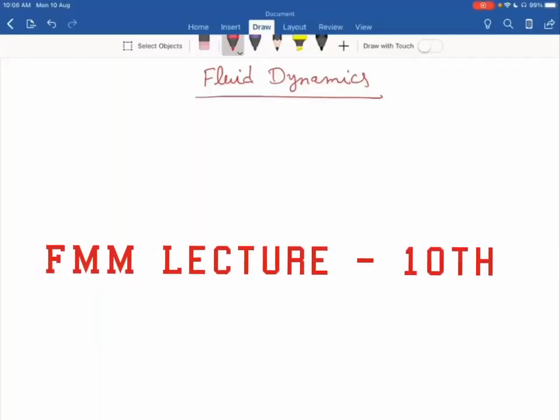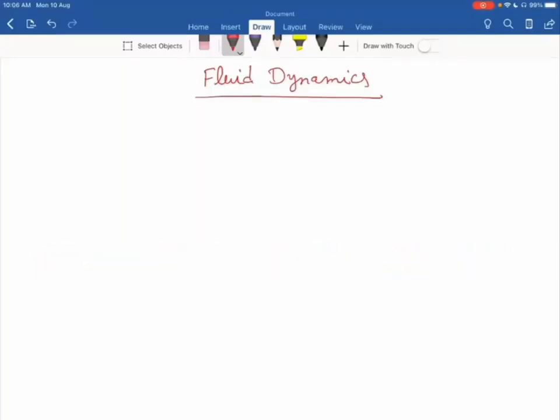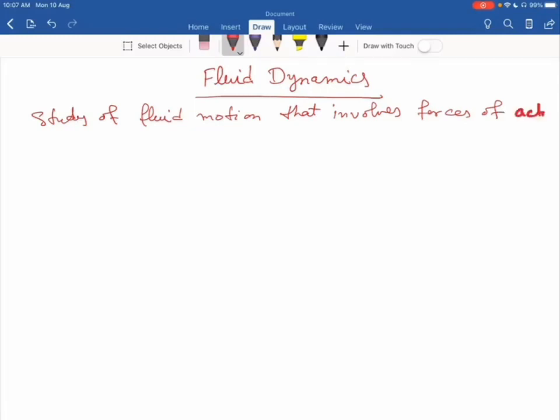The meaning of fluid dynamics is the study of fluid motion that involves forces of action and reaction. Or you can say the forces which cause acceleration or which resist acceleration. So that is fluid dynamics.